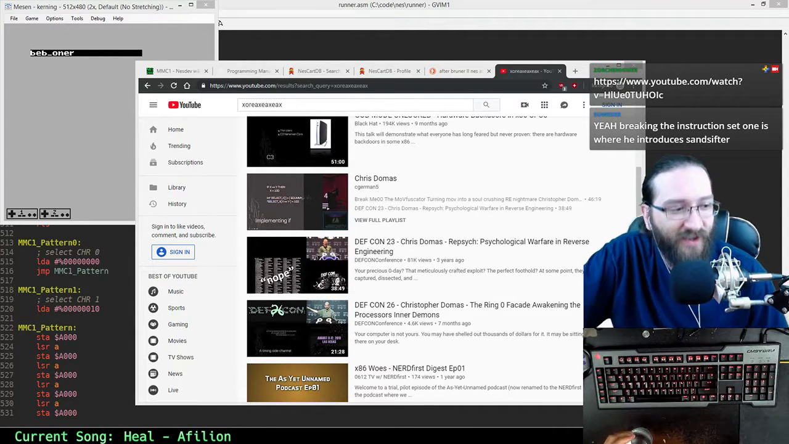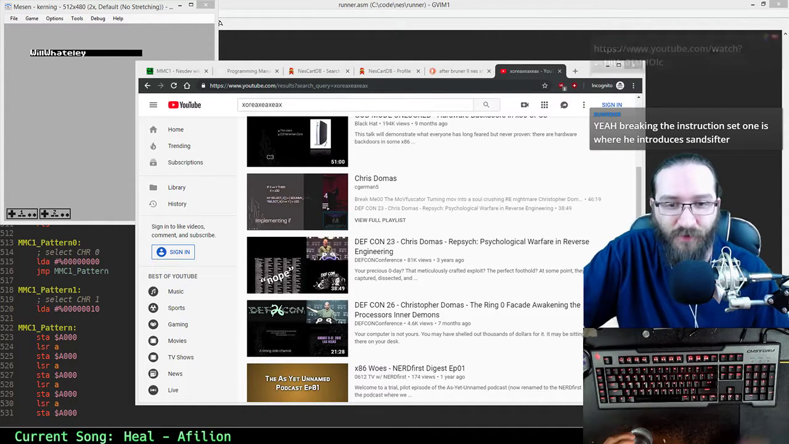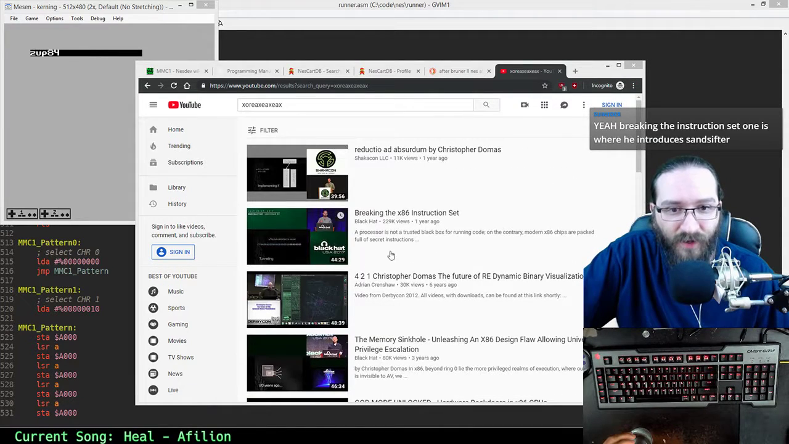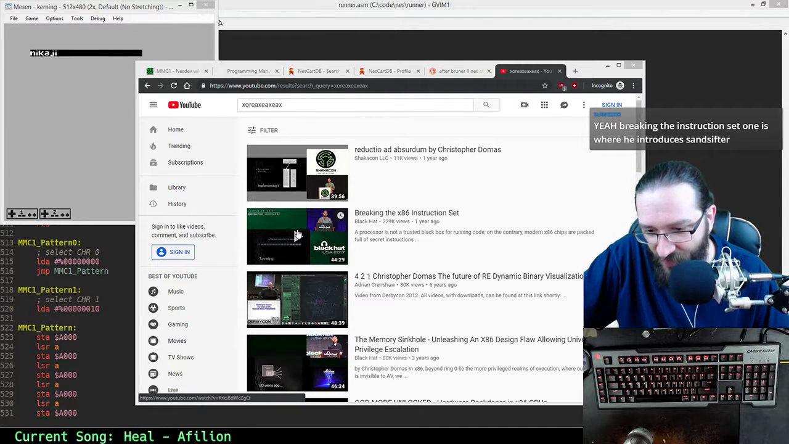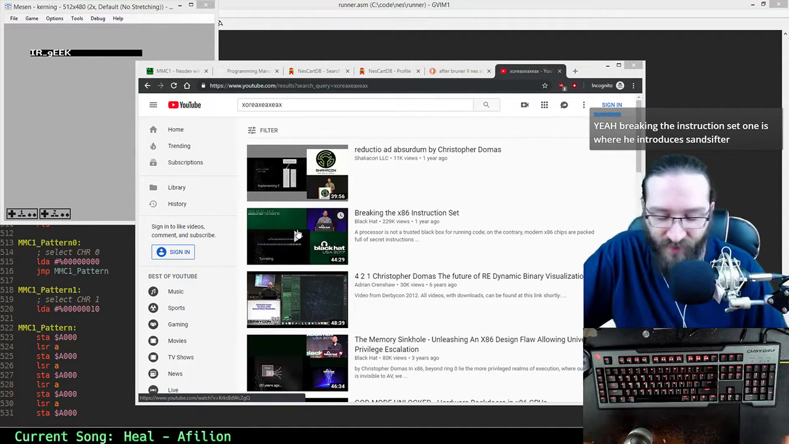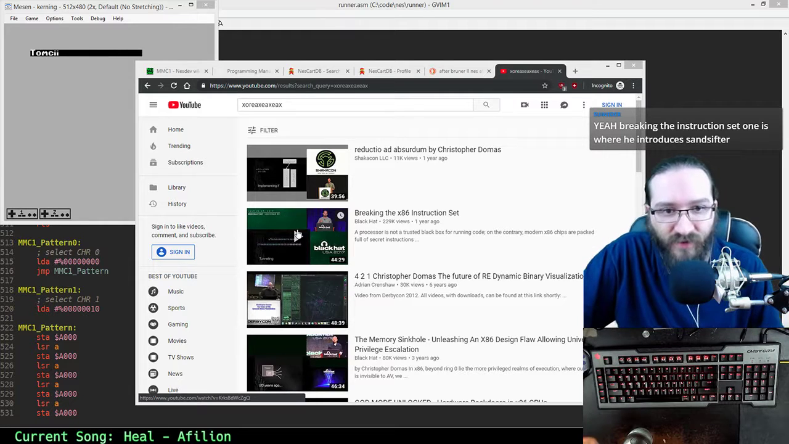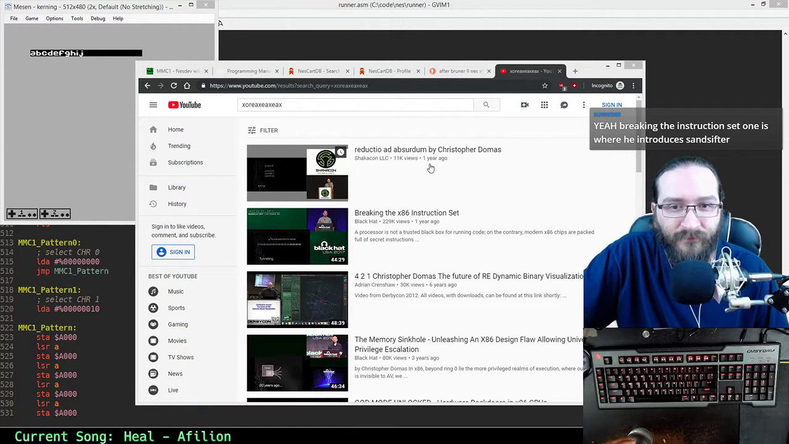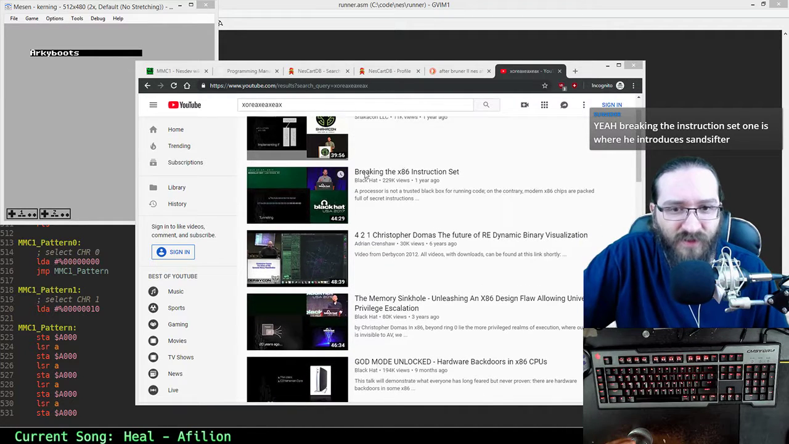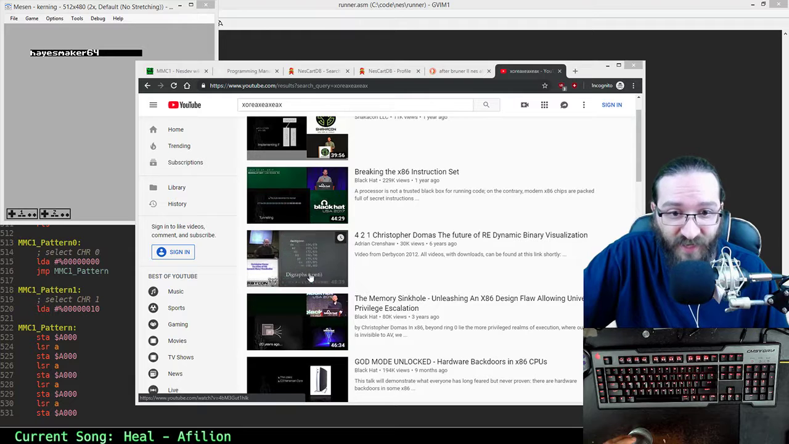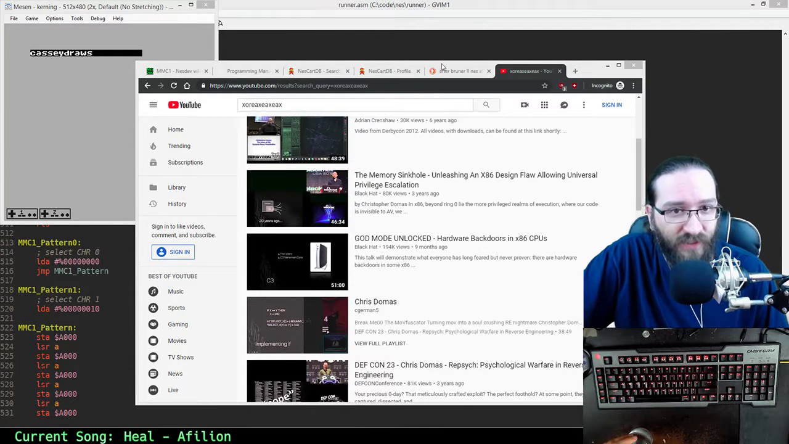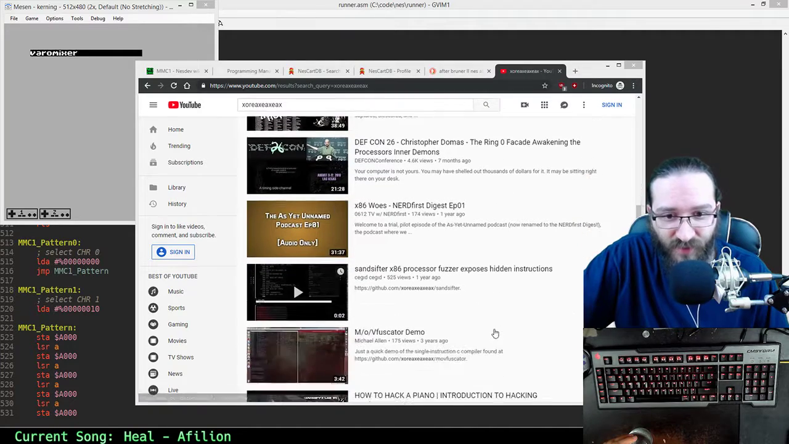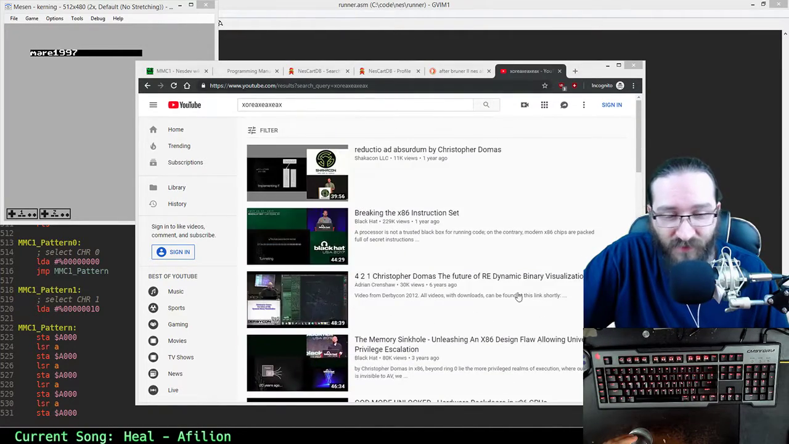Yeah, breaking the instruction set. That's where he introduces Sand Sifter, which is essentially the instruction discovery tool, finding hidden opcodes and things. I don't think I've seen this one. Great Dion. But yeah, this guy's stuff is fantastic. It's absolutely fantastic, and I'd highly recommend his talks, because they're very interesting.